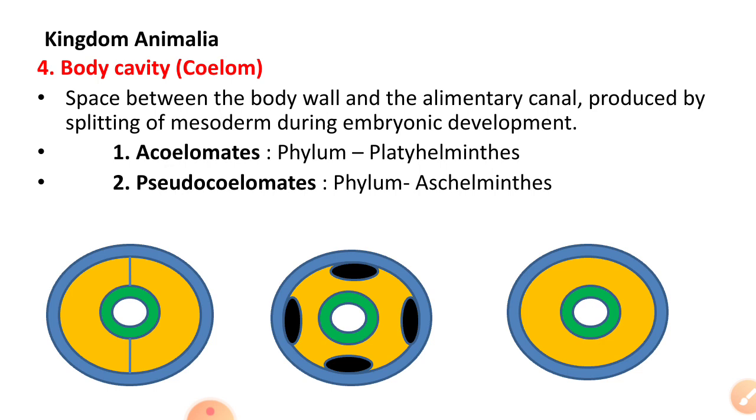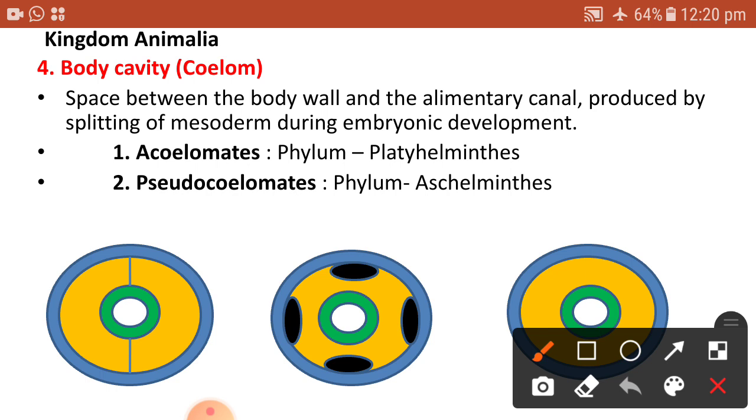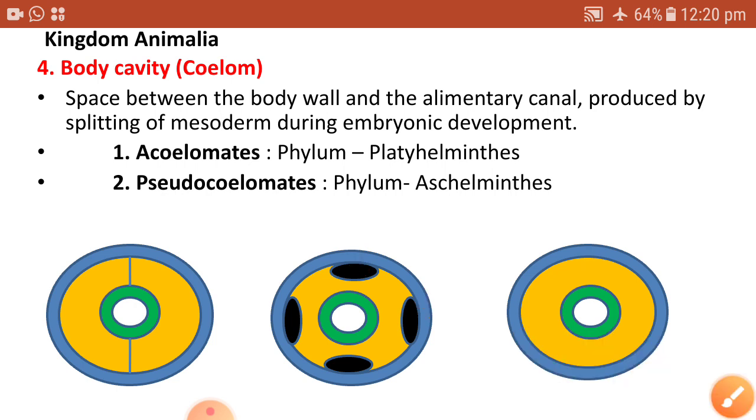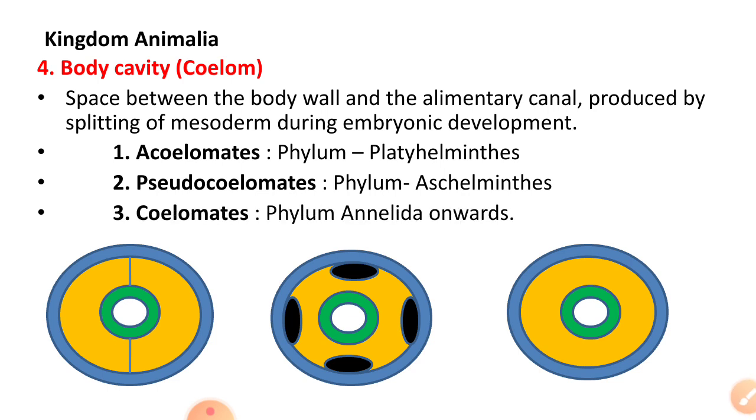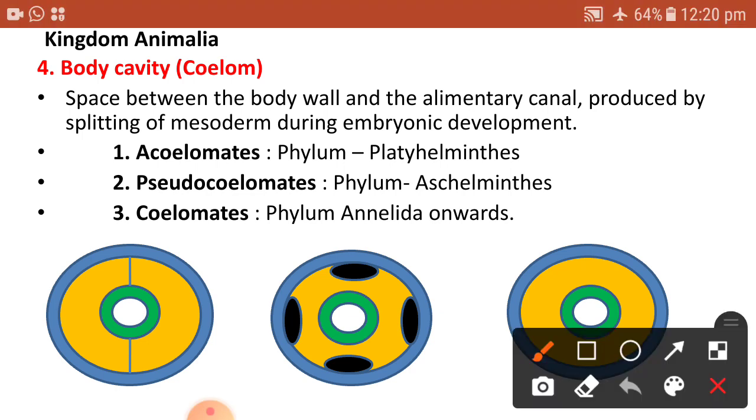The cavity between the body wall and alimentary canal is lined by patches of mesoderm. Such a condition is found in pseudocoelomate organisms. There is no true coelom, so it is called the pseudocoelomate condition. And the third type is called coelomate. In all animals from phylum Annelida onwards, we find a clear-cut coelom, a space called the body cavity.